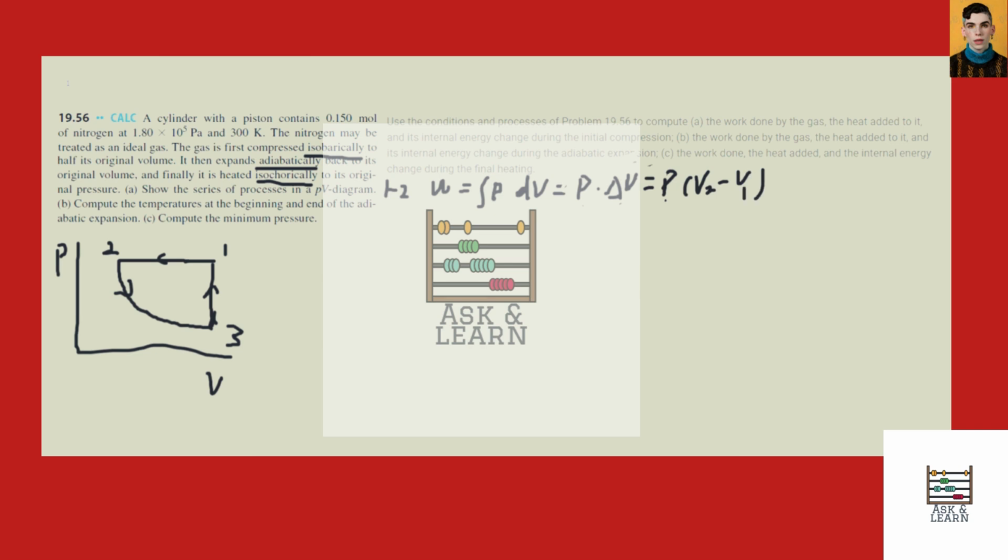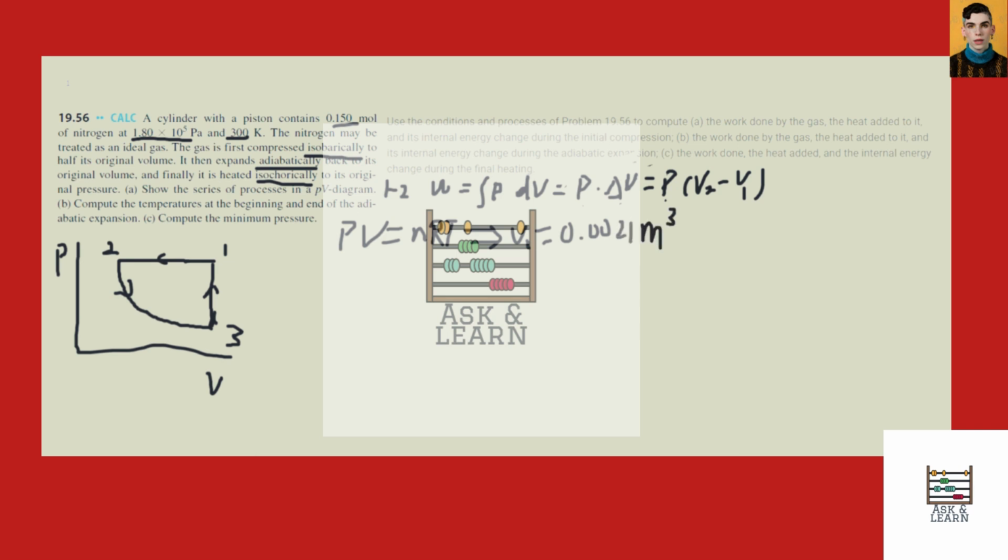So what is V1? To figure out V1, we need to utilize the state equation, PV equal to nRT. N is given, R is constant, the initial temperature is given, and we also know the initial pressure. So we can figure out V1 to be 0.0021 meters cubed.